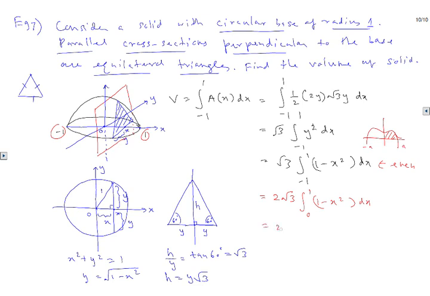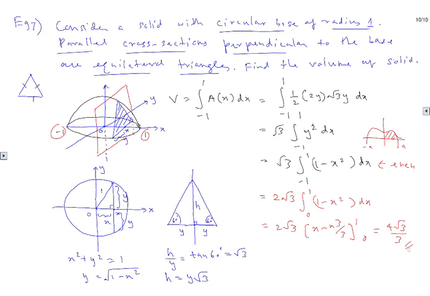So you have 2 square root 3 times x minus x cubed over 3 from 0 to 1, because the lower limit is 0. Once you plug in 0, and if you plug in 1, it is 1 minus 1/3, so 2/3. So you end up getting 4 square root 3 over 3. Okay, so that's the volume of the solid.